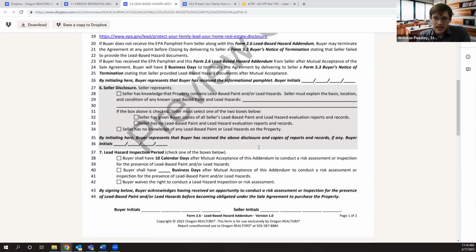I see a question in the chat. Does delivery to the buyer's agent count as delivery to the buyer? Yes. So delivery to the buyer's agent is treated as co-equal with delivery to the buyer, especially for this law. There's a further federal standard in the lead hazard rules that says if you're giving it to the buyer's agent who's been deputized to receive documents for that buyer, yeah, that's delivery.